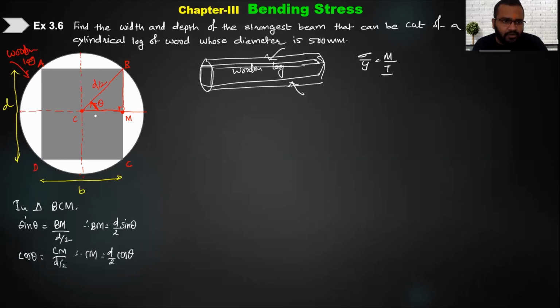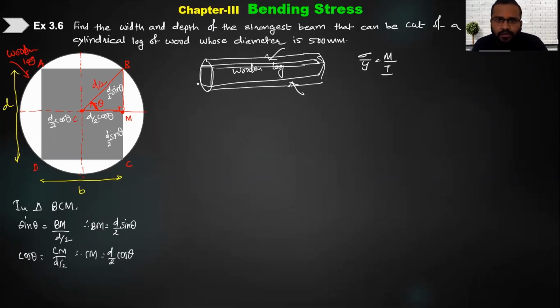Now see here, I know these values. How much did the value of CM come? D by 2 cos theta. So this one will also be D by 2 cos theta. How much did this vertical side come? D by 2 sin theta. This will also be D by 2 sin theta.